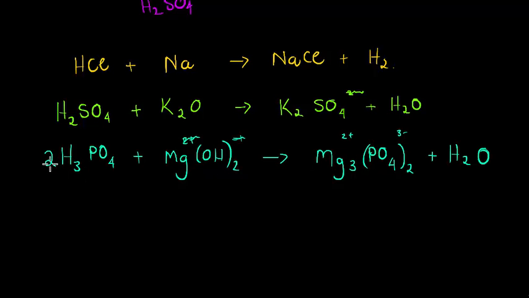I've got 6 hydrogens plus another 2, so 8 hydrogens. Here I need to add another 4. Well, let's first see magnesium. There's 3 magnesiums, so I need to add 3 magnesiums there. We'll do the hydrogen last.